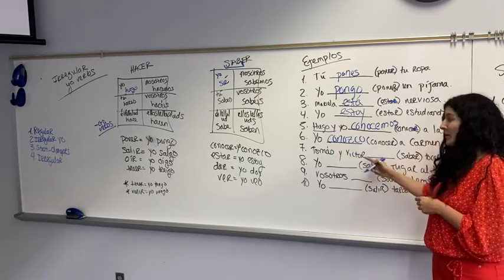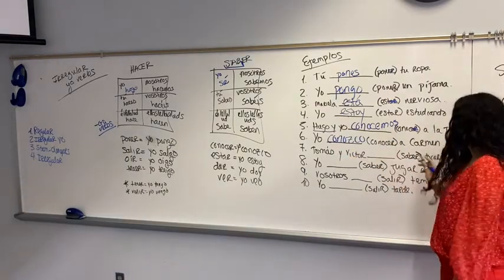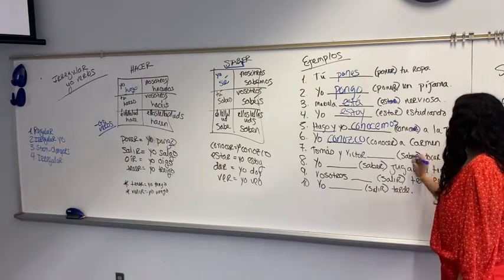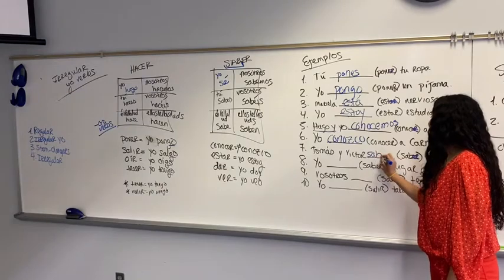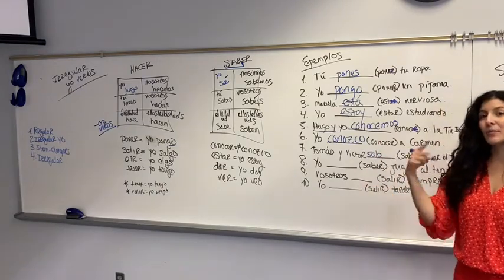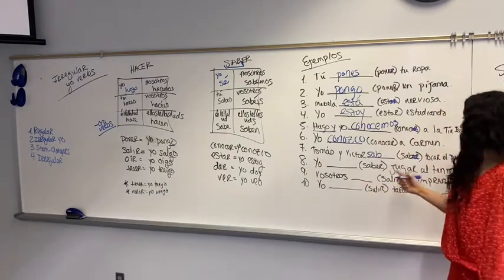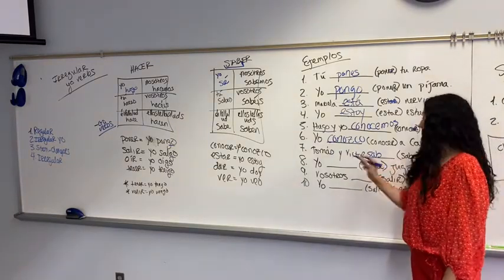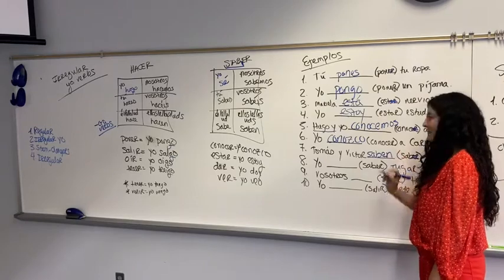So I don't have a yo in here, so I know that it's going to function regularly, like a regular verb. I would take off the ER, I'm going to write the root, right? Then I'm going to put on the appropriate ending for this verb, which is an ER verb, so it's going to end in EN.